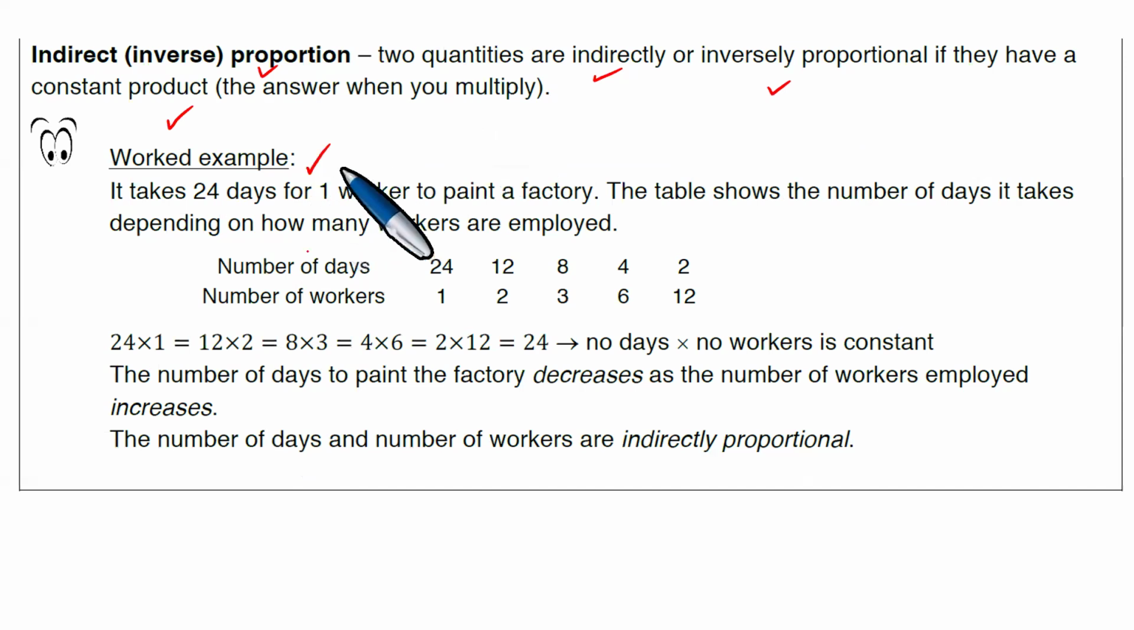Let's look at the worked example. It takes 24 days. These are the kinds of exercises you're going to meet in the exam. It takes 24 days for one worker to paint a factory. The table shows the number of days it takes depending on how many workers are employed.